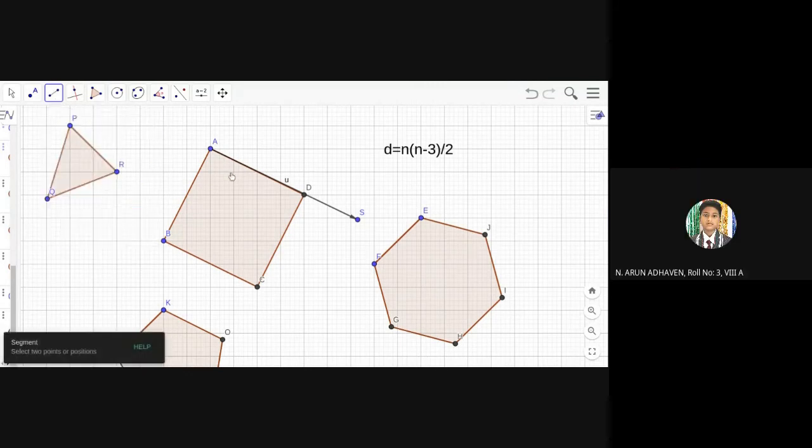So let me draw the diagonals, and we can find them. Make a heading like diagonal formula and write this. AC.